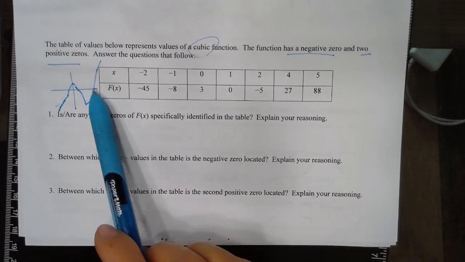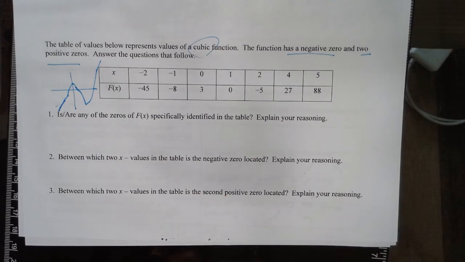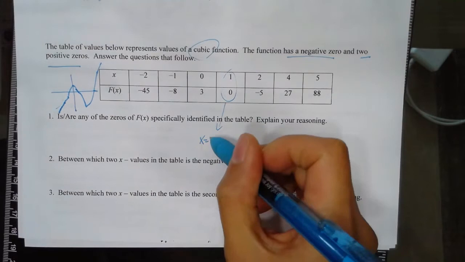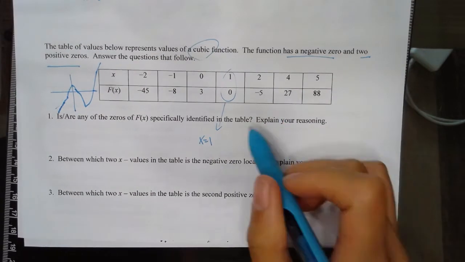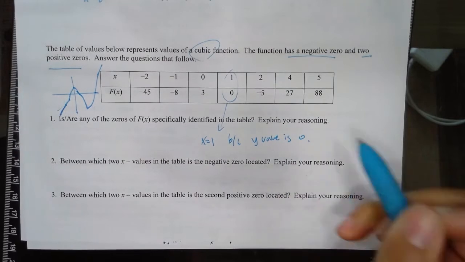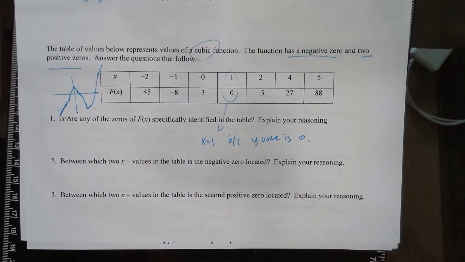Alright, answer the following. Is there any 0 of f of x specifically identified in the table? Yes, there is. Do you see one? Which one? Right here. X equals 1. Why is that a specific 0? Because the y value is what? 0. And that is exactly the definition of zeros, right? So x value and y is 0. X-intercept.